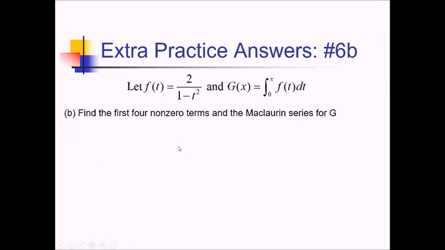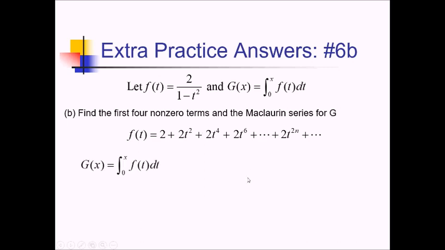For this part of the problem, they want us to find the first 4 non-zero terms in the Maclaurin series for g. So g is based off of f of t, which we saw back in part A was 2 plus 2t squared and all the rest of these. So the g function, which is essentially the integral of that from 0 to x, is pretty much going to be the antiderivative of all this stuff with x plugged in. And we don't really have to worry about this 0 lower limit.